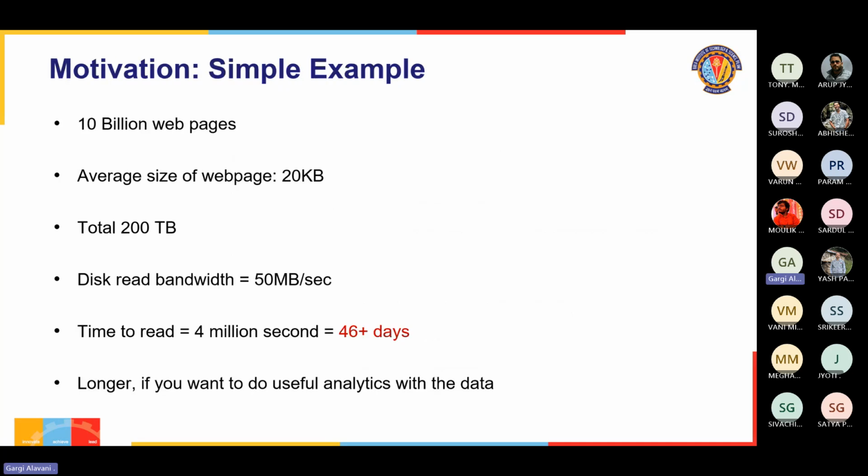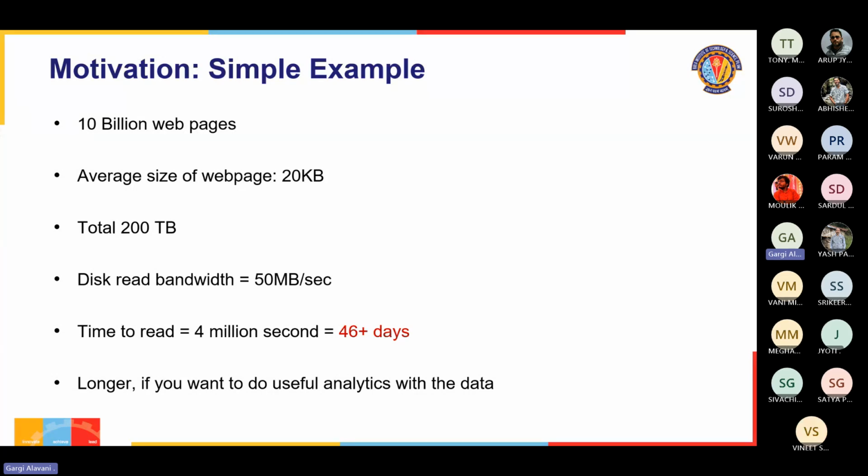But what happens when we have a huge amount of data, such as 10 billion web pages, with an average size of around 20 KB, so the total is around 200 TB of data? The disk read bandwidth is only 50 MB per second. If we try to store 200 TB of data on one disk and access it at 50 MB per second, what will happen? The time to read this much data will be almost 46 days.